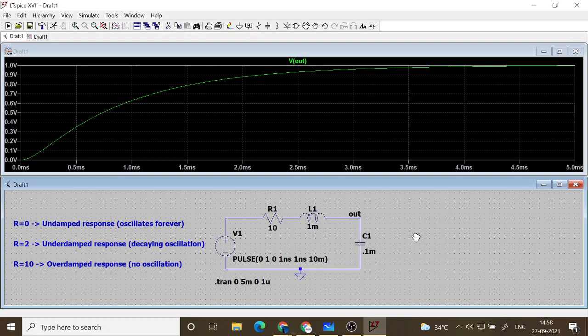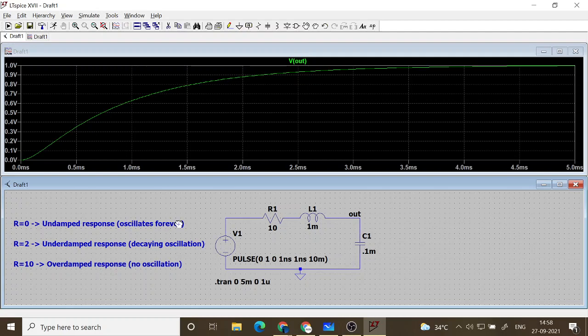And same thing you can do with a series circuit. Sorry, this is series circuit, but you can do with parallel circuit also. So parallel circuit I am giving as an example, as a homework. You can take different values and see, you only vary the resistance, okay, L and C you keep constant, and that L and C will determine your frequency when it is undamped. When it is undamped, that is the case where it oscillates forever.